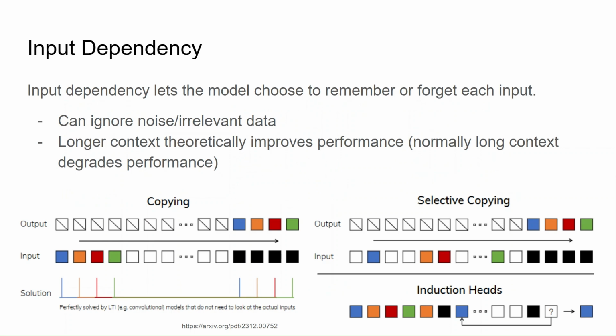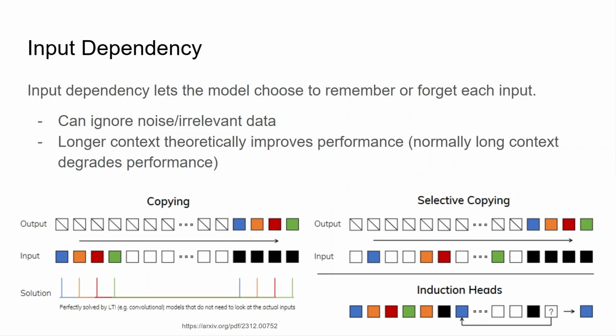So the key contribution of Mamba, first of all, let's look at input dependency. Input dependency lets the model choose to remember or forget each input. So it can ignore noise or irrelevant data, and theoretically, it can improve the performance on longer context.